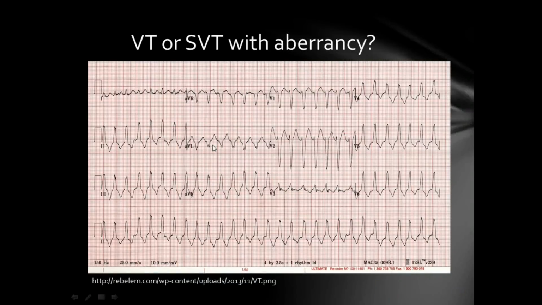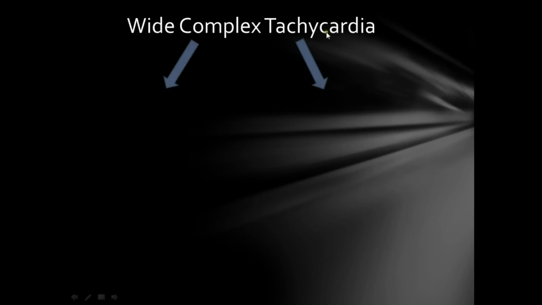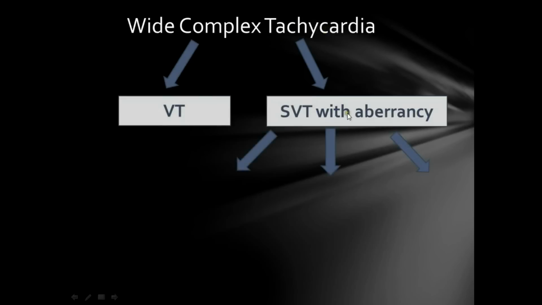Now if I give you this ECG, if you had to describe it, you would say it's a regular broad complex tachycardia without P waves. And the possible differentials for this ECG would be either ventricular tachycardia or SVT with aberrancy. So again, a wide complex tachycardia could be either ventricular tachycardia or SVT with aberrancy.